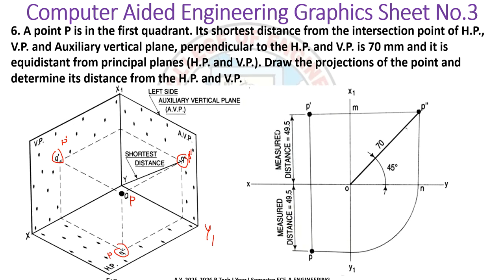Same thing if you draw like this: draw the XY line and X1 Y1 line. From the center take 70 mm at 45 degrees. Then mark the point as P double dash. Take the mirror; take this distance and this distance as the same, because they mentioned equidistance. Then measure this distance. What is the H value and what is the D value? That is, what is the distance above the HP and in front of the VP? We have to find this in the problem, so we'll solve it in AutoCAD.